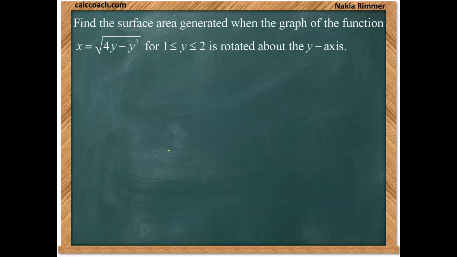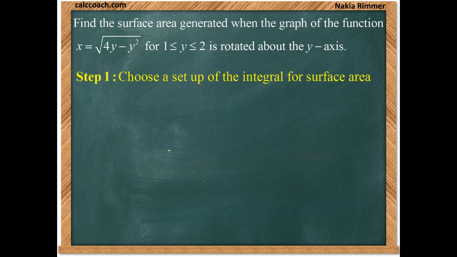Find the surface area generated when the graph of the function x equals the root of 4y minus y squared, for y between 1 and 2, is rotated about the y-axis. First step is to figure out which version of the integral you're going to use.